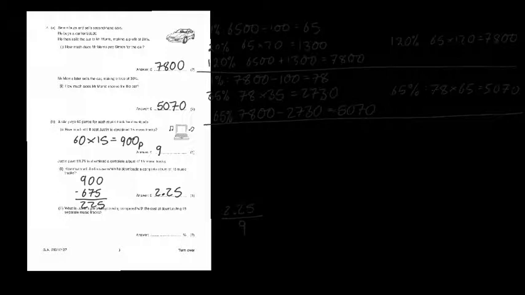So on our calculator, we would do 2.25 divided by 9. And then we would times that by 100 to get it as a percentage. It's going to give me 25%. Okay, so there's the fraction, and we do the fraction times 100. That's 25%. Okay. So, page 2.